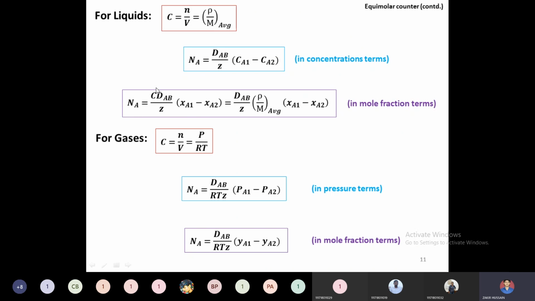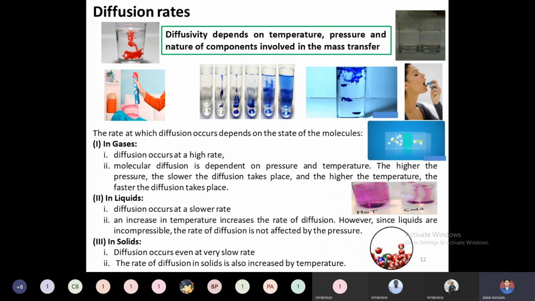So similarly, in place of C, we are substituting rho by M average. So similarly, for the gases, we already know C is equal to P by RT from the ideal gas law. So after substituting in the relationship between fluxes and Fick's first law of diffusion, we can obtain this formula. When we convert this formula to mole fraction, we can obtain this formula. So these are all the formulas which are used in solving many problems, depending on the particular case, whether it may be A through non-diffusing B, or whether it may be an equimolar counter diffusion case.